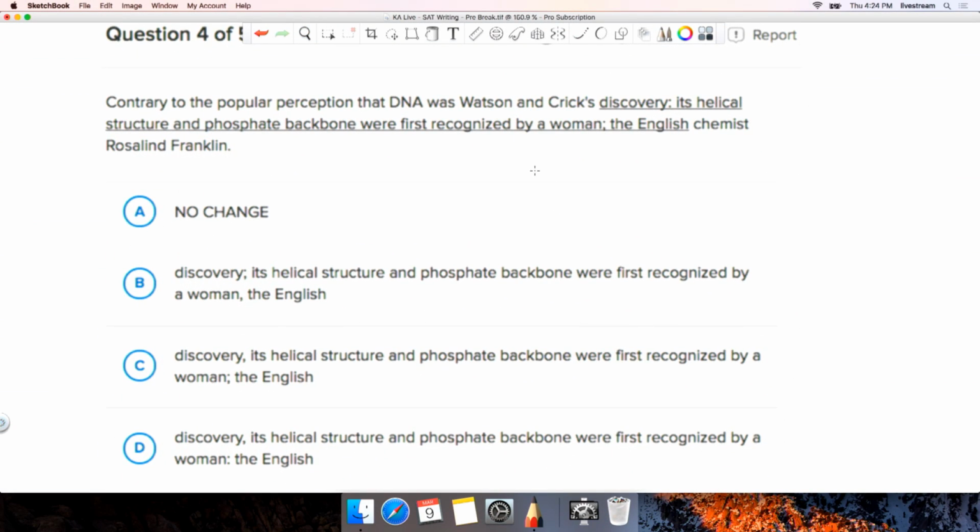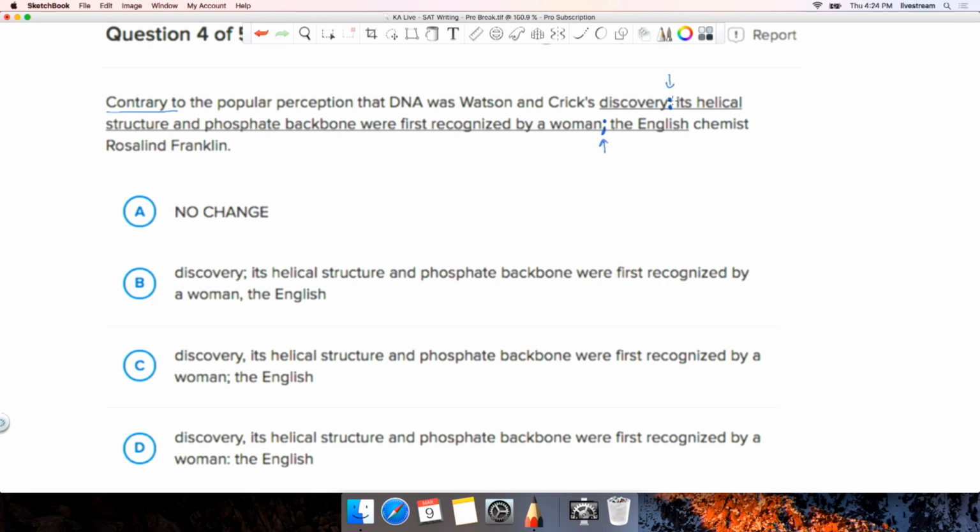So contrary to the popular perception that DNA was Watson and Crick's discovery, colon, its helical structure and phosphate backbone were first recognized by a woman, semicolon, the English chemist Rosalind Franklin. Okay, so this is a longer sentence, and I want to break this down and really focus in on these two parts of the question.